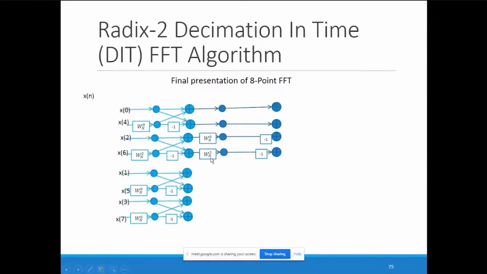Here omega n is nothing but, initially we are doing the 2-point DFT. So in this particular case, n is equal to 2, and you take the first term, that is omega n raised to 0. Then in this second case, we are doing the 4-point DFT. So the first term is omega n raised to 0 and omega n raised to 2.